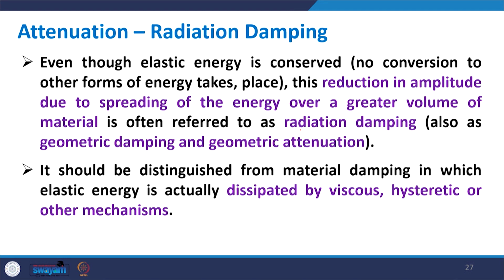Because the waves are traveling initially like this, then they start spreading. And when they start spreading, the energy will spread out in the environment. So, that is called radiation damping. And as a result, there is a decrease in specific energy. This is also called geometric damping or geometric attenuation. So, the three names are the same: radiation damping is the same as geometric damping, or geometric attenuation.